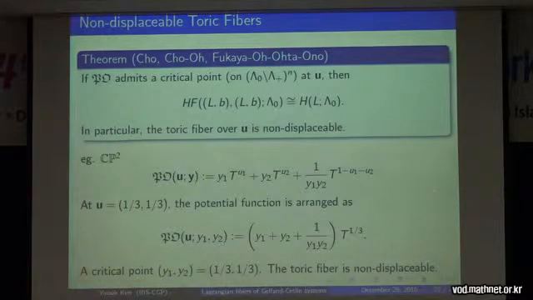The potential function looks like that. And then let's choose the very center, 1/3 and 1/3, and plug that data into the u1, u2 coefficients. Then we get 1/3, 1/3, and 1/3. Then the potential function is arranged as follows. Then you can easily see that the critical point of this potential function is 1/3 and 1/3. Take a y1 derivative, take a y2 derivative, then we get 1/3, 1/3 as a critical point. Therefore, the toric fiber is non-displaceable.